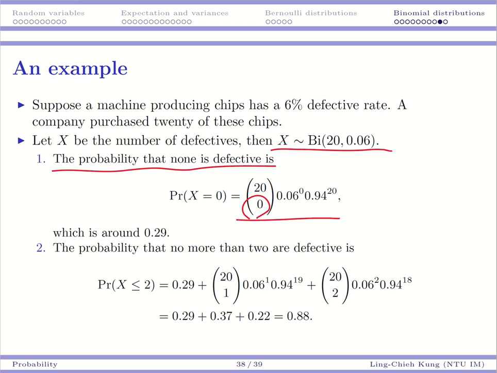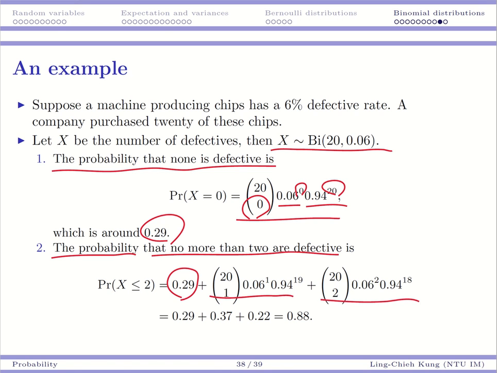So we have 20 choose 0, and then 0.06 should occur no times, and the 94% should occur 20 times. That's around 29%. If we are asking about what's the probability for no more than 2 outcomes are defective, then we count the probability for no defective, the probability for 1 defective, and the probability for 2 defectives. Okay, then that's 88%. So what does that mean?